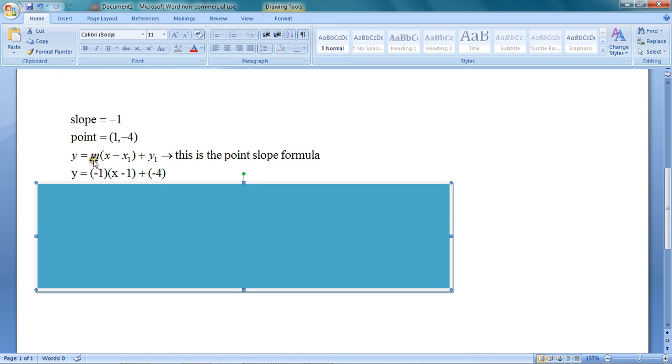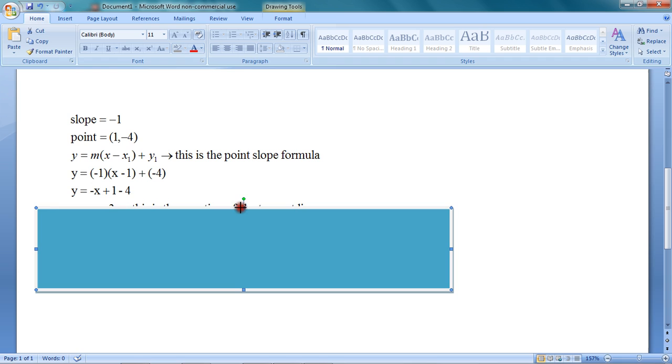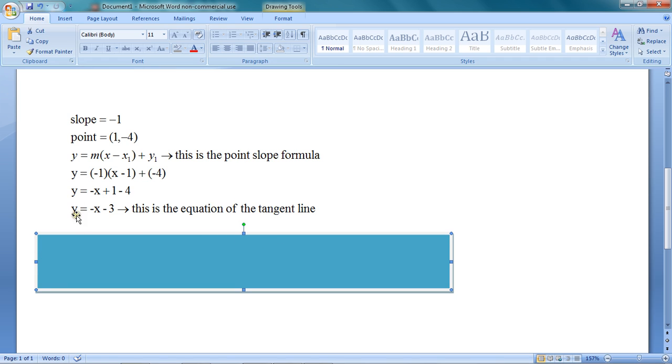For m, my slope, I've substituted in negative 1. For x sub 1, I've substituted in my x value of 1. And for y sub 1, I've substituted in my y value of negative 4. Now all I have to do is simplify. I get y equals negative x plus 1 minus 4. And this simplifies to y equals negative x minus 3. Now, this is the equation of my tangent line.